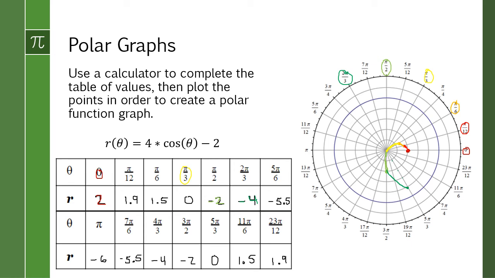Next up is an angle of 5 pi over 6 and a radius of negative 5.5. So going away from 5 pi over 6 or towards 11 pi over 6, that's my opposite angle. 1, 2, 3, 4, 5, and a 0.5. I am all the way over here, connecting that up as best I can. Then at pi, my radius caps out at negative 6. So instead of going 6 units towards pi, I'm going to go 1, 2, 3, 4, 5, 6 along the x-axis away from pi.